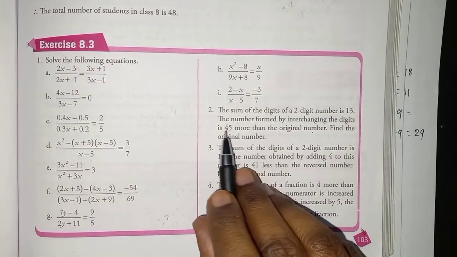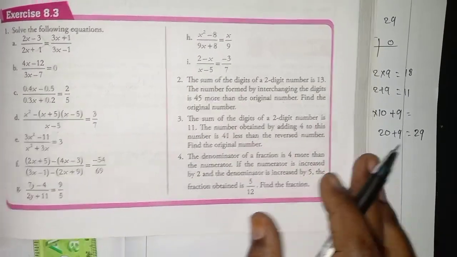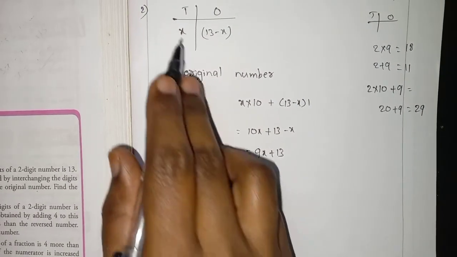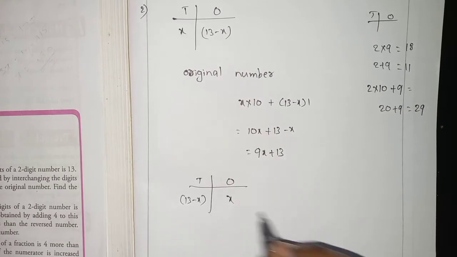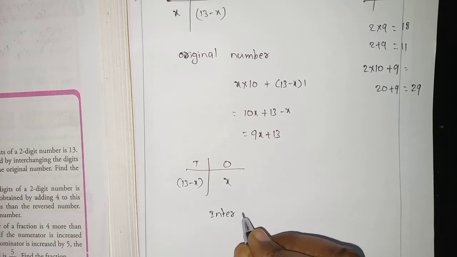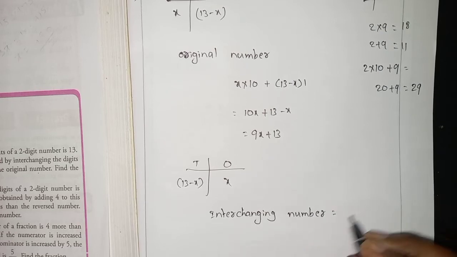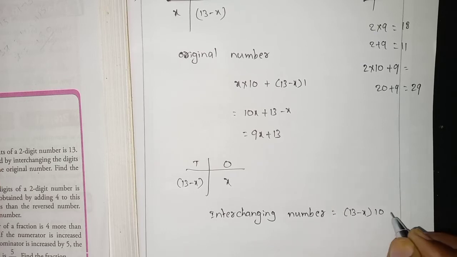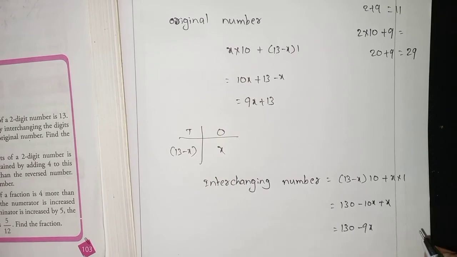Okay, next. The number formed by interchanging the digits, meaning swapping these two places, is 45 more than the original number. So, interchanging these two, tens place, ones place. So 13 minus x will be in the tens place, x will be in the ones place. Okay, now form the number, the interchanged number. Same way, (13 minus x) into 10 plus x into 1. 130 minus 10x plus x. Then it will be 130 minus 9x.